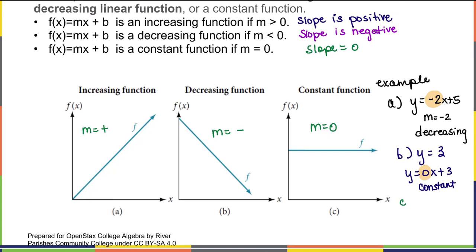All right, what about y equals 3x plus 1? Well, in this case, the slope is 3, mx plus b, 3x plus 1. 3 is the slope. That's positive. So because it's positive, it is considered an increasing function. All right, and that's how we determine if linear functions are increasing, decreasing, or constant.